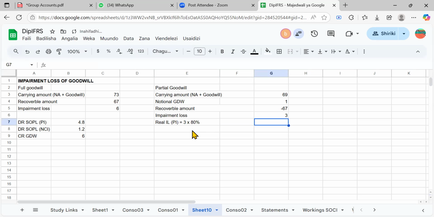Percent. So 3 times 80%, how much do we get? So just take our 3, and then I would multiply by 80 percent. And I would get 2.4. You see now? I hope you get it. 2.4.